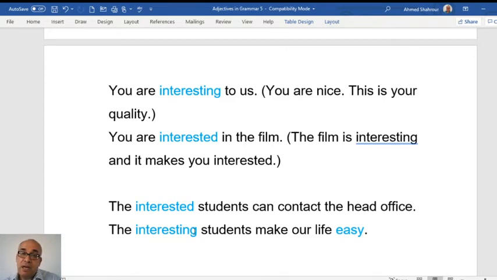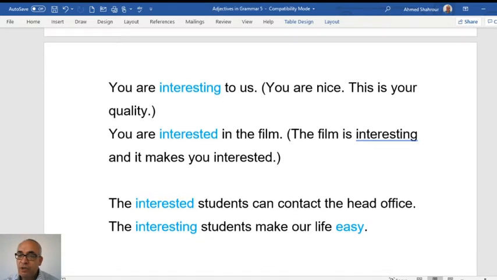Interesting means nice, good. So the interesting students means the nice students who make our life easy. The interesting friends make our life beautiful. So interesting means nice or beautiful or good.